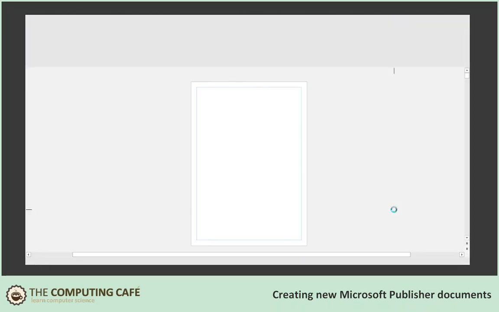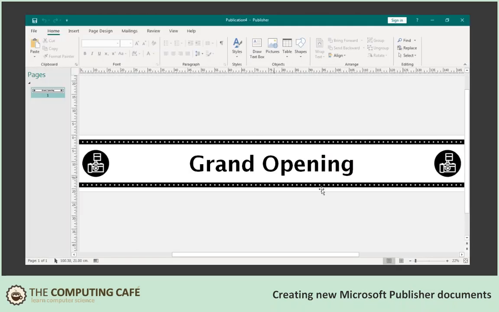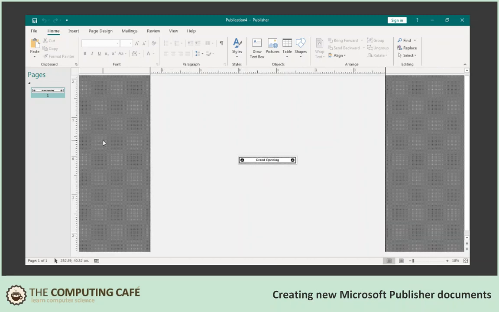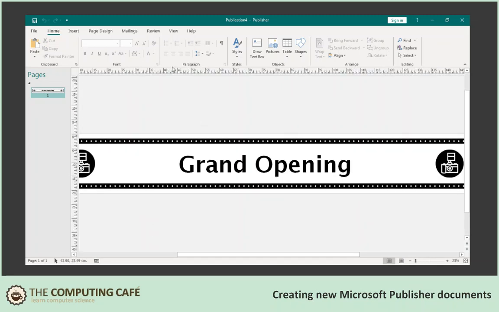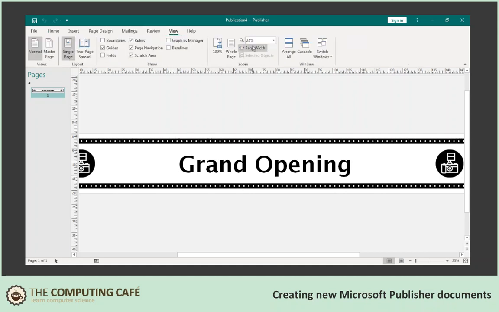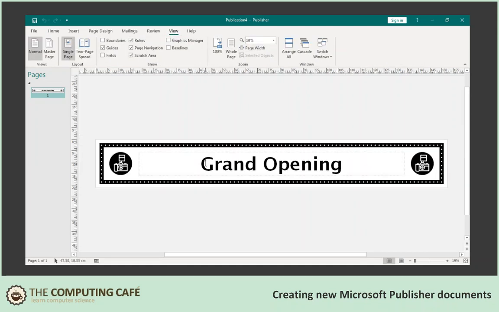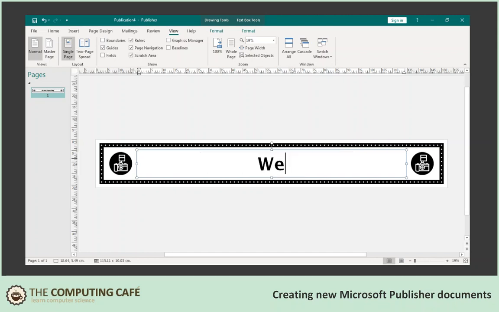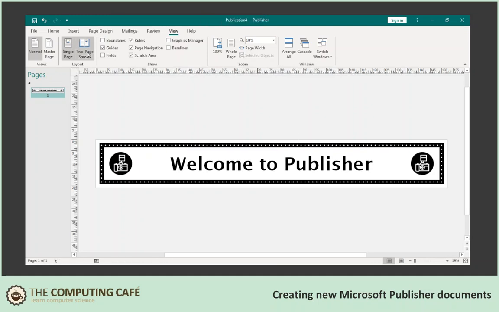So let's just have a look. This will create a new document, and it looks a bit like that. Now what's strange about this is, of course, I haven't got a piece of paper that wide, obviously. So let's just go to view and just go page width. I can change this to, you know, welcome to Publisher, like that.